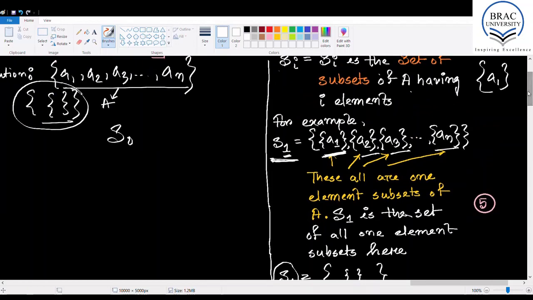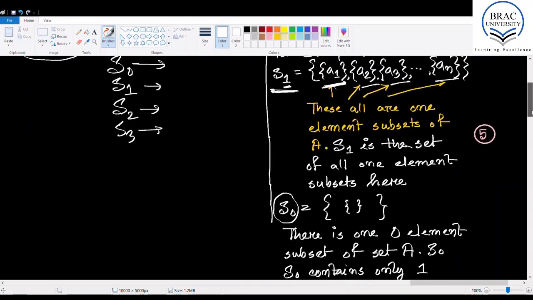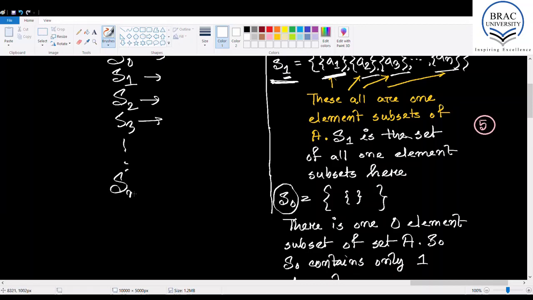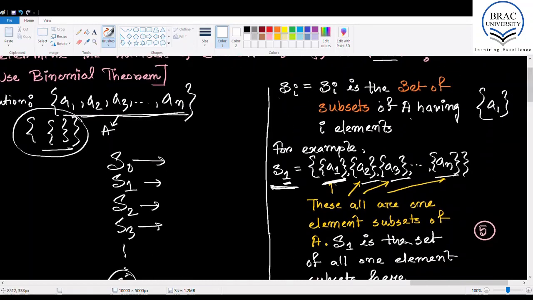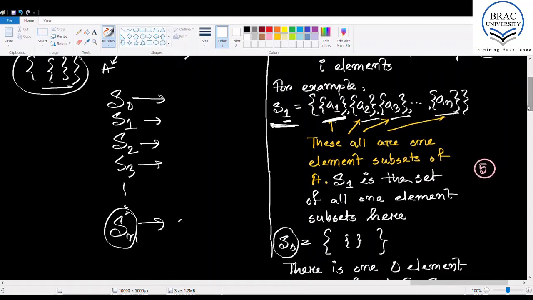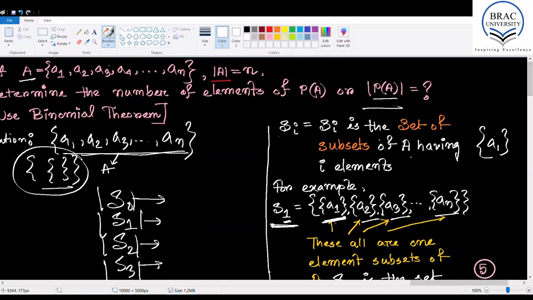So if we count all zero element subsets, all one element subsets, all two element subsets, all three element subsets, and how many elements can be in a subset of A? N element subsets. So there can be n element subsets at most, because the total number of elements of A is n, right? So if we count the cardinality of all of them and add all of them, we will get the total number of subsets, or the total number of elements of the power set of A.